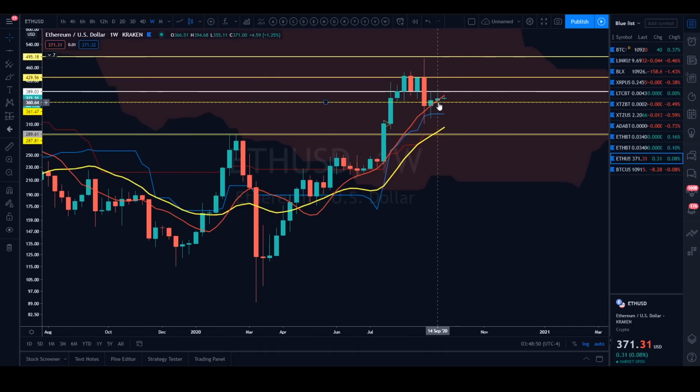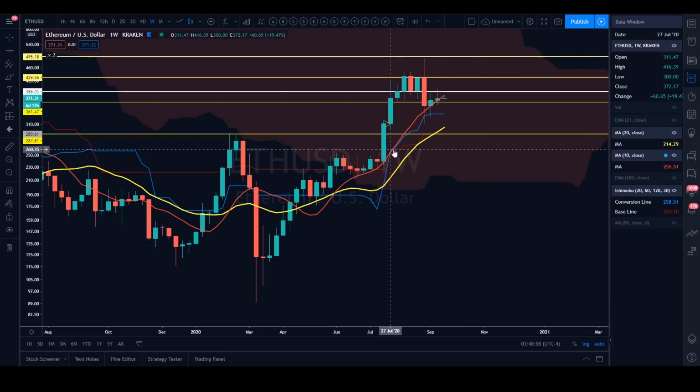I do believe that this weekly candle also defended that 10 simple moving average. We closed over it, right? Because our close was at $371 and the 10 simple moving average was at $365. So we defended that as well.